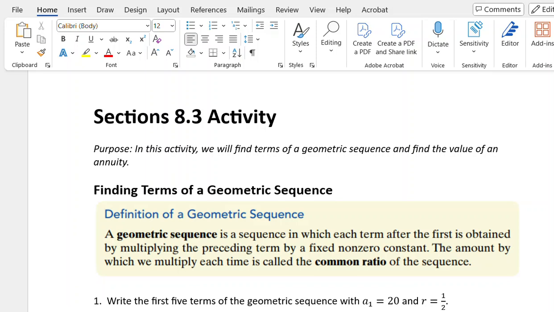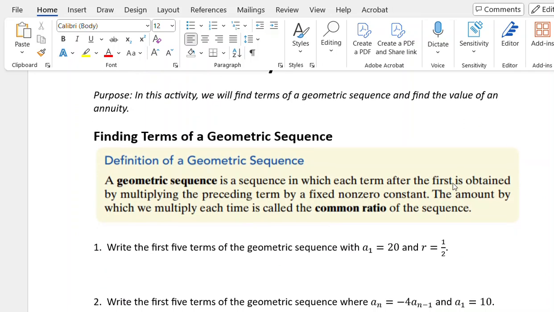In this video for section 8.3, we're going to find the terms of a geometric sequence. In the next video, we will find the value of an annuity. So what is a geometric sequence? A geometric sequence is a sequence where you are multiplying each term by a number to get the next term. That number that you multiply by is called the common ratio.